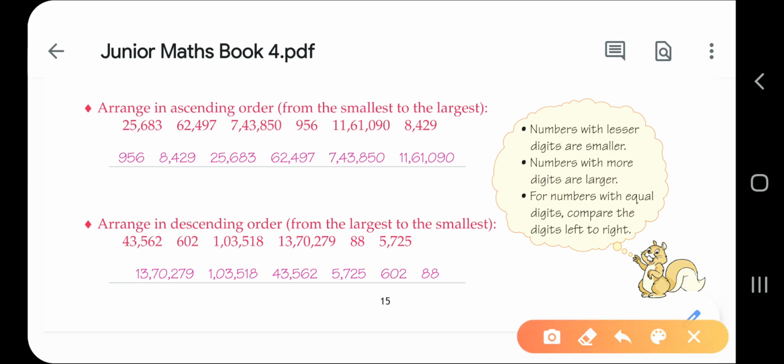So let's count: this is a 2-digit number, this is a 4-digit number. You can count 1, 2, 3 and 4, so it is a 4-digit number. This is 1, 2, 3, 4, 5, 6 and 7, so this is a 7-digit number. This is a 6-digit number, this is a 3-digit number, and this is a 5-digit number.